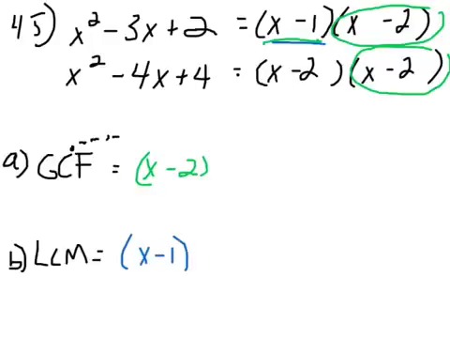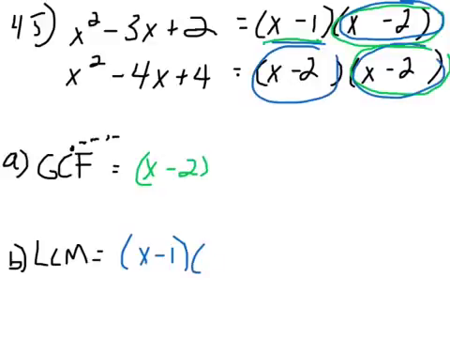The next factor I see up here is an x minus 2. It occurs once here, but look down here. It's down here twice. So in my least common multiple, it's going to show up twice. I need each factor the most amount of times it occurs in either expression, and I need to have each factor represented in my least common multiple. Okay, and that's it.